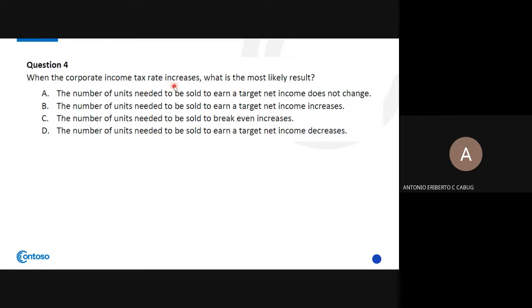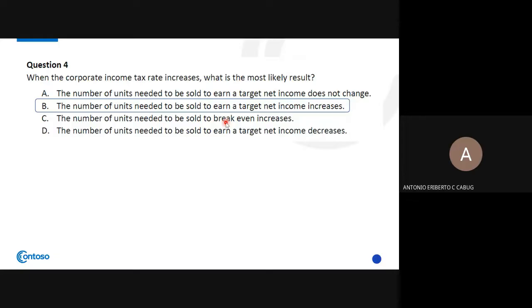When the corporate income tax rate increases, the tendency is that whatever you earn before tax, you're going to receive less of the percentage of such amount. Kung mataas yung tax rate, yung kikitain mo after tax, mas maliit na lang. So if you have a fixed net income after tax target, no? After tax profit na target, gusto mong marating yung profit na yon, tumaas yung tax, mas kailangan mong damihan yung benta. Okay? The correct answer, very good, letter B.